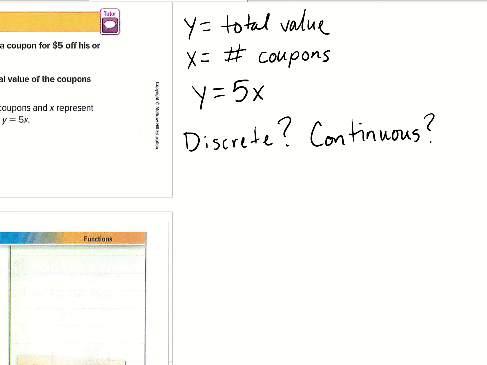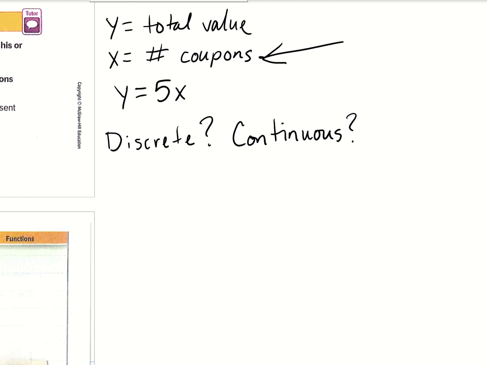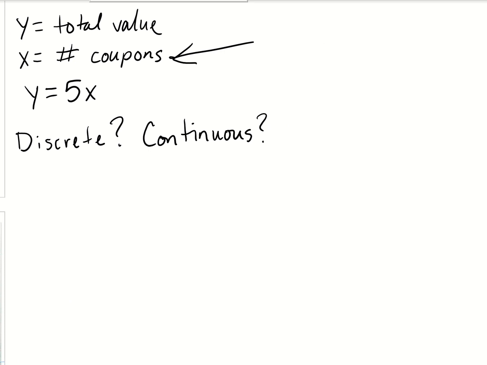If we look at this example, this is what's going to tell us if it's discrete or continuous. Our x value is the number of coupons. If you think to yourself, can they give out maybe decimals of coupons? That's one where you're going to be able to tell if this is discrete or continuous. Can they give out a decimal for a coupon?